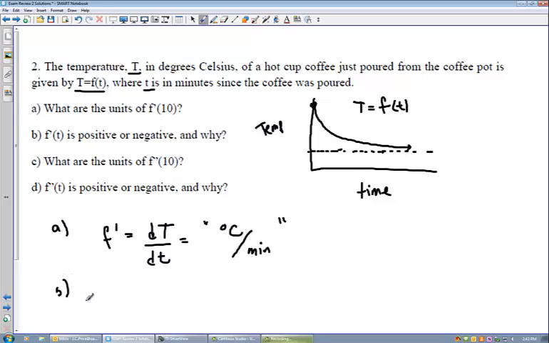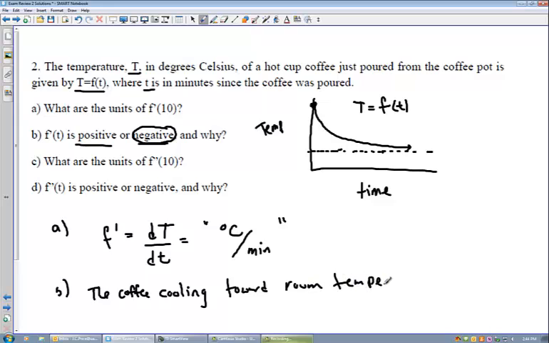Part B is f prime of t positive or negative, and why? Well, hopefully you see that f is decreasing, so that means f prime of t has to be negative. And the reason it's negative is because the coffee is doing what? It's cooling towards room temperature. So of course the rate of change, the derivative, is going to be negative.